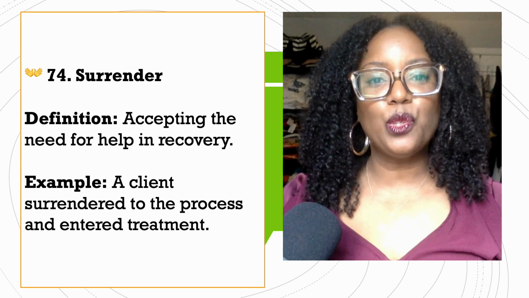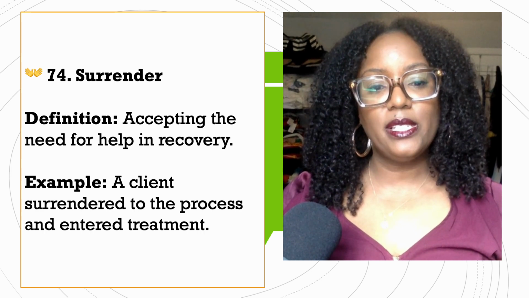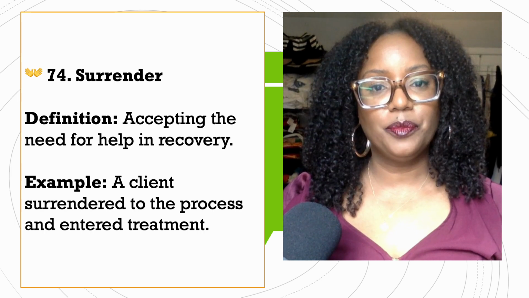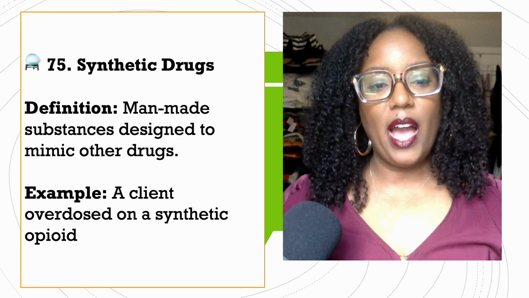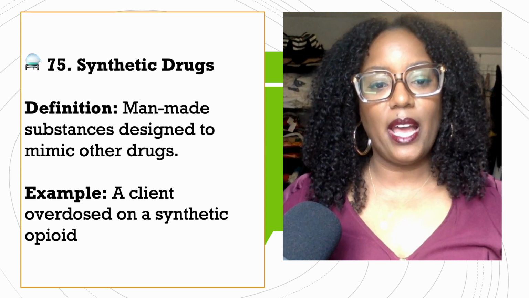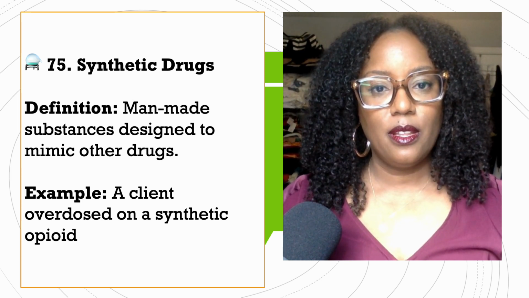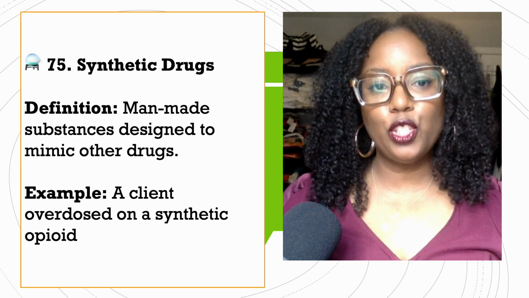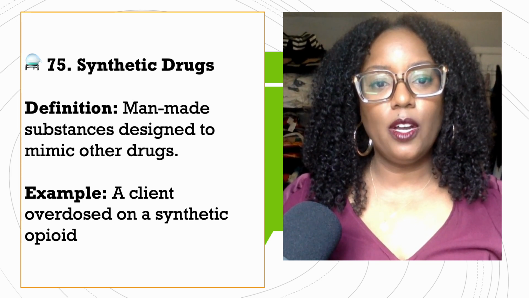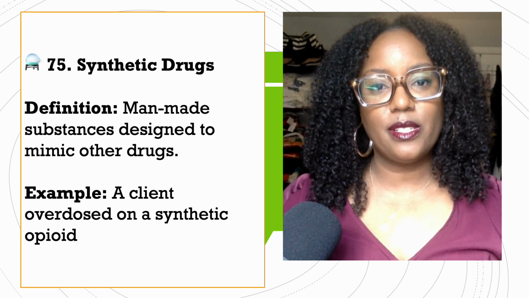Term 74 is surrender. This is when the client accepts they need help and starts to actively work towards recovery. Term 75 is synthetic drugs. These are man-made substances designed to mimic other drugs. They are lab-made and often much stronger than natural ones. Fentanyl is one example, a synthetic opioid that's very dangerous.